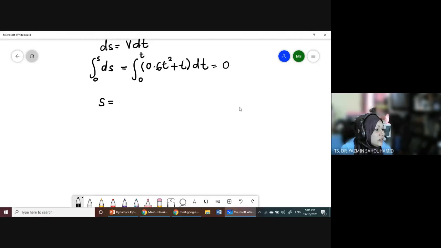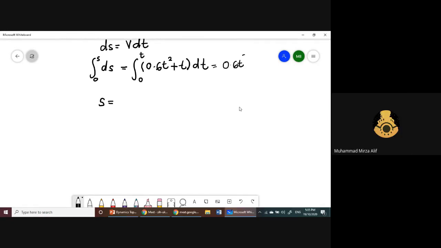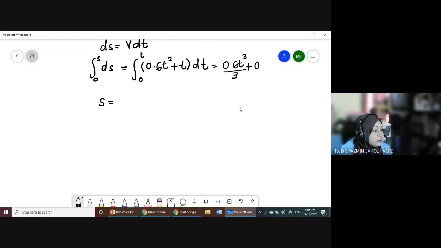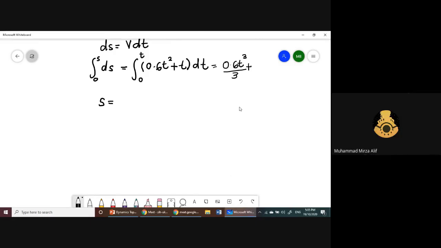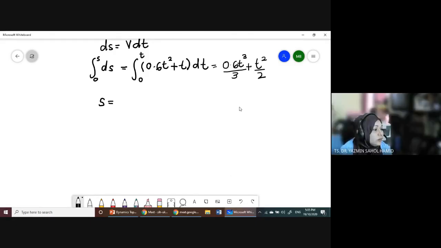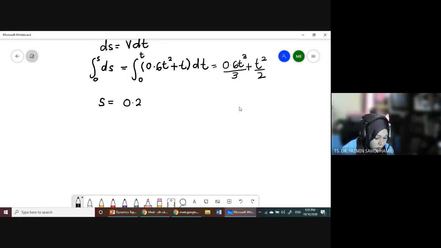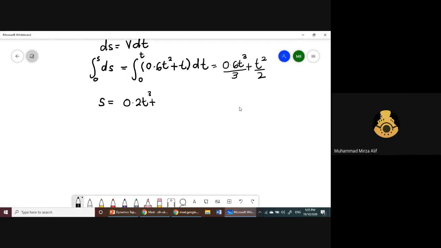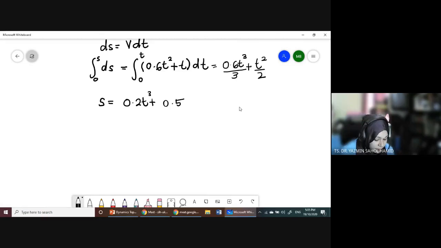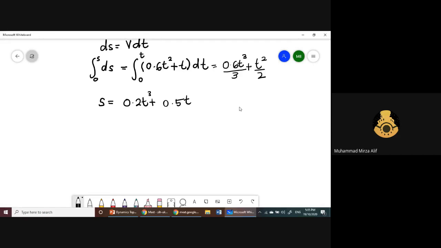So, how do you integrate? 0.6 times T cubed divided by 3, right? Plus T squared divided by 2. So what will you get? What do you get, Mirza? 0.2 T cubed plus 0.5 T squared. Yes, T squared. Okay, alright.